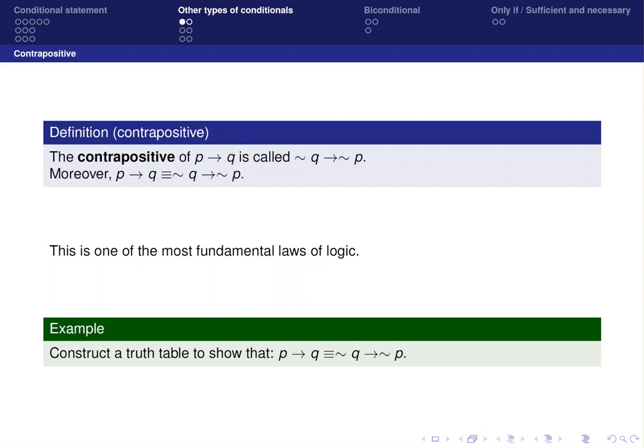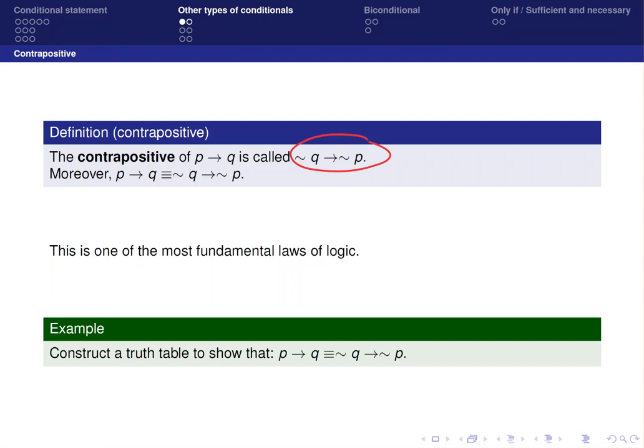Now, given a conditional statement, if P then Q, we can derive three other types of conditional statements. The very first one of which is the contrapositive. We will also talk about the converse and the inverse. So what is the contrapositive of P implies Q? The contrapositive of P implies Q is not Q implies not P.